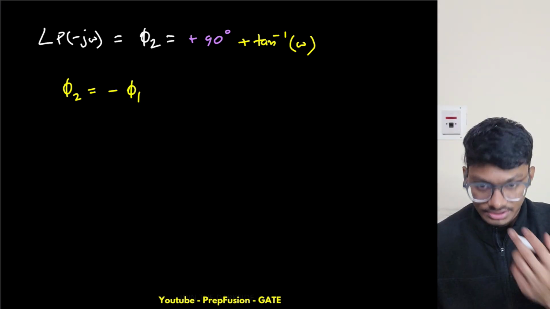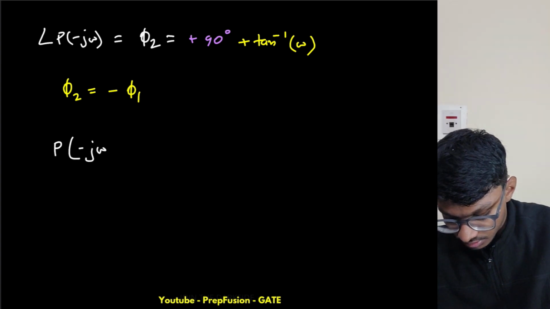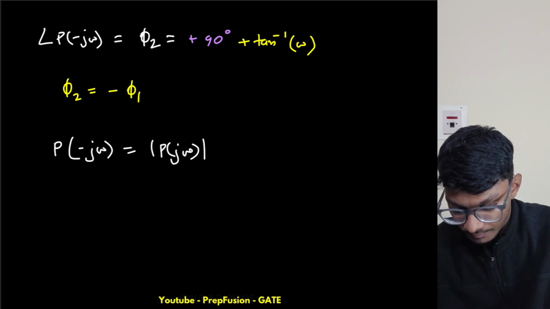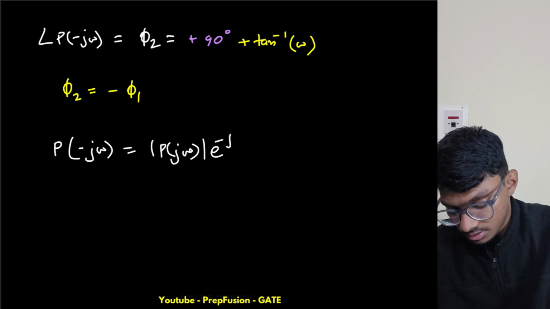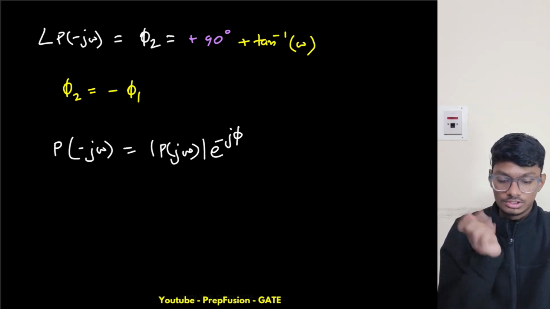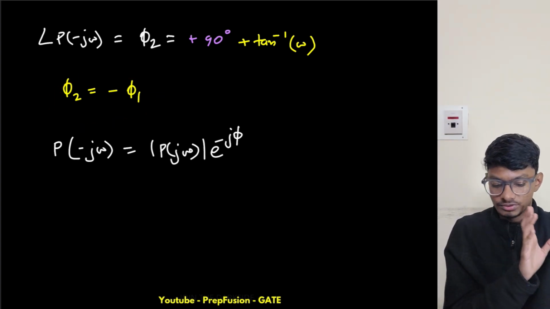So what is the relationship? Basically my P of j omega, minus j omega, will be simply equal to the magnitude of P of j omega into e raised to the power minus j phi, because there phi 1 is equal to minus phi 2, right? So I can simply replace phi 1 equals phi with minus phi.